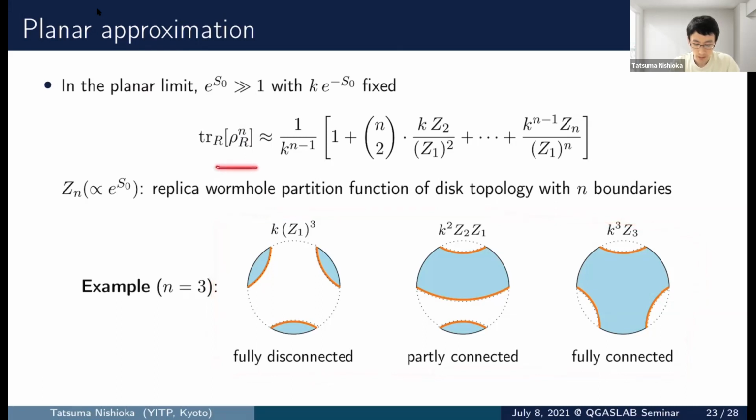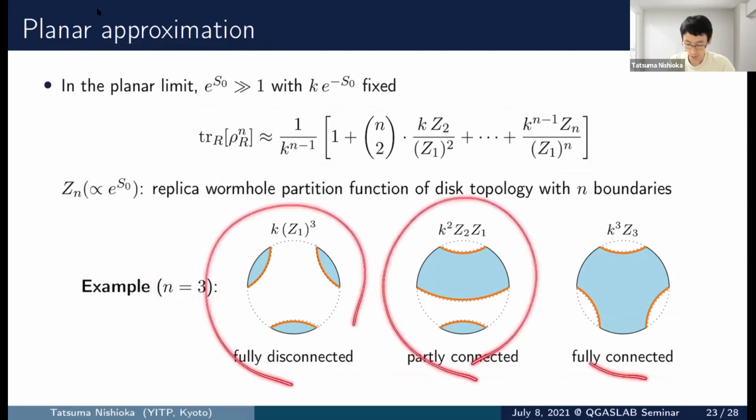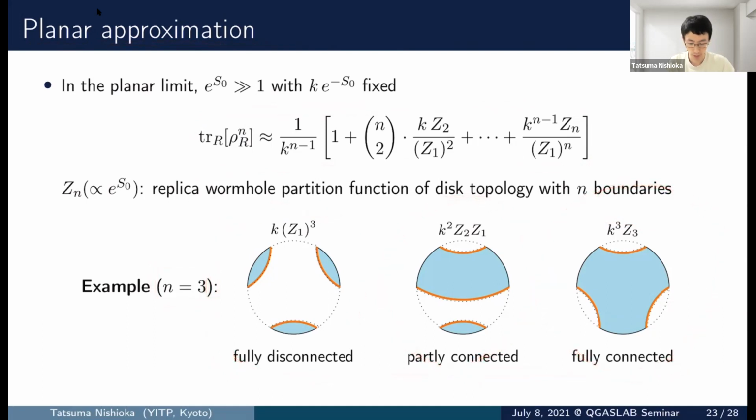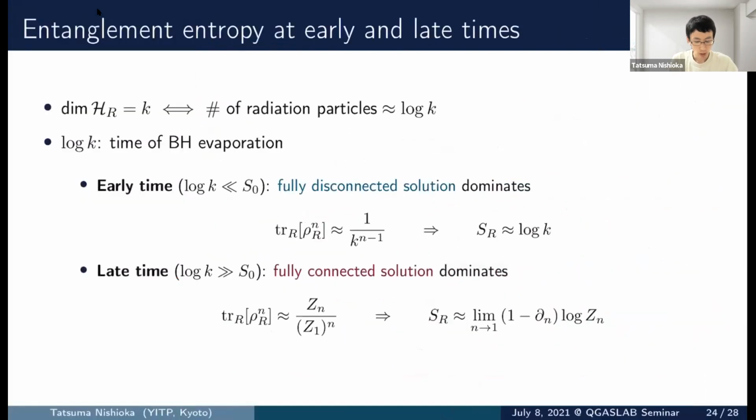So this is the kind of result, but I'm using some approximation. But anyway, now you see that in the case of n equals 3, you have three different configurations, and you need to sum all of them to calculate the gravitational path integral. So then you identify the dimension of the radiation system as a time. Okay, so this is now regarded as the time of the black hole evaporation.